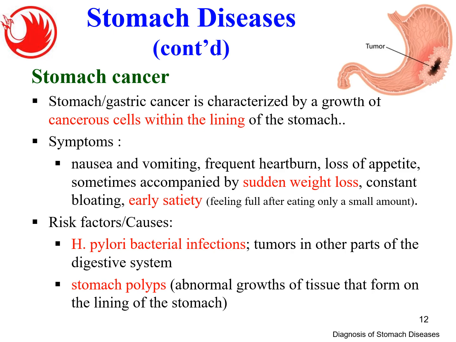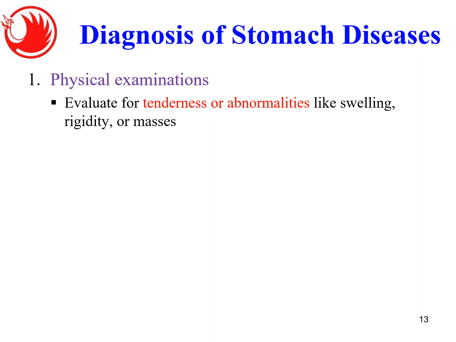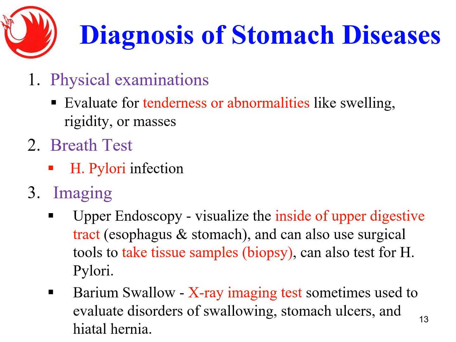Next, we'll look at the diagnosis of stomach disease. The first one is the physical examination. They will evaluate for tenderness or abnormalities like swelling, rigidity, or masses. The doctor will press and check. The second one is a breath test.